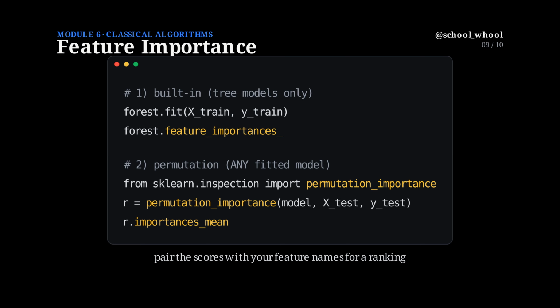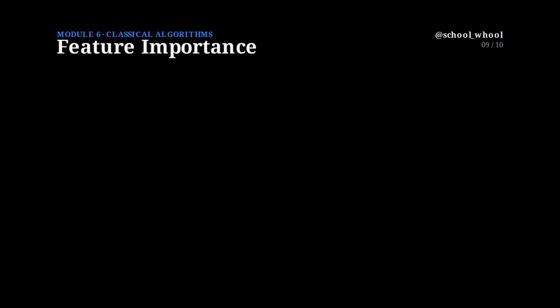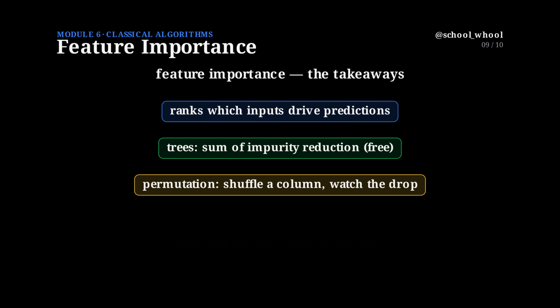So feature importance tells us which inputs the model actually leans on. Trees give it for free through impurity reduction. Permutation importance gets it for any model by shuffling a column and watching the score drop. Next, we go one level deeper, explaining a single individual prediction.